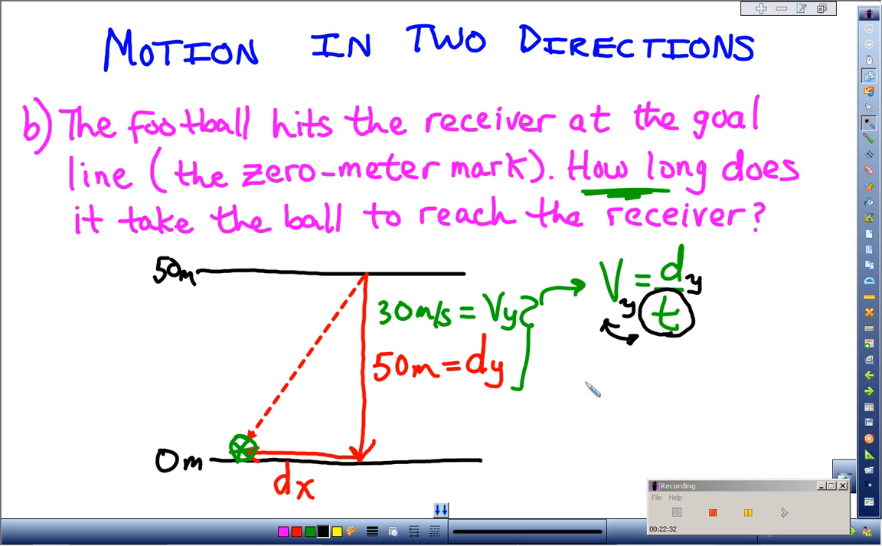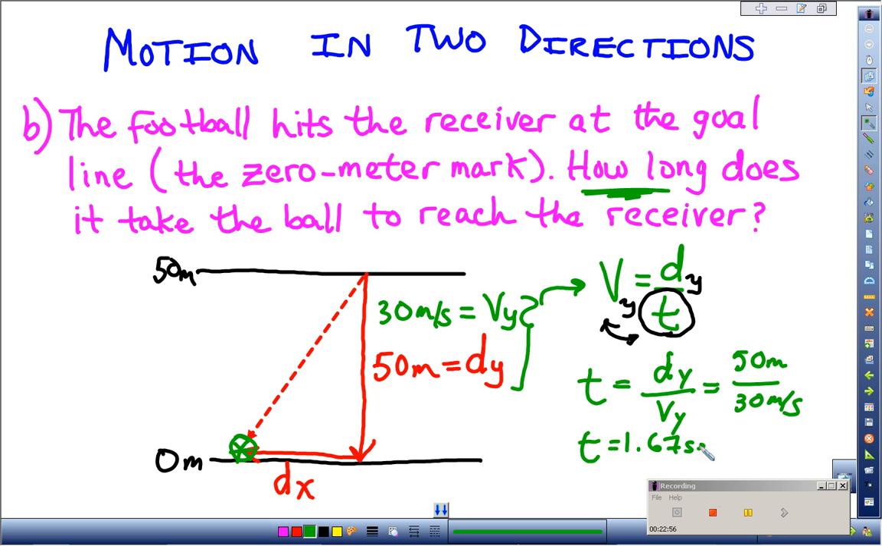I'm looking to solve to get time all alone, and I can do that by switching these two. I end up getting an equation that looks like time is equal to displacement in the y direction divided by my velocity in the y direction, which is 50 meters divided by 30 meters per second, and I get a final value of 1.67 seconds as the time it takes to reach the receiver.